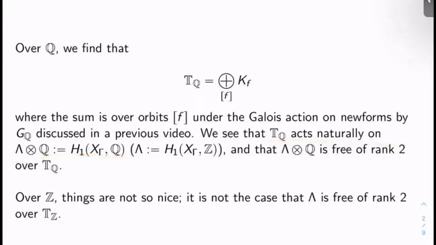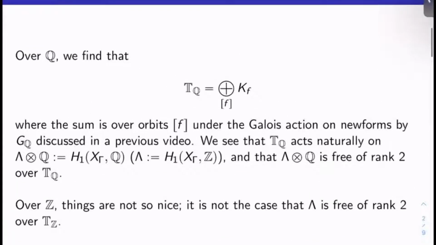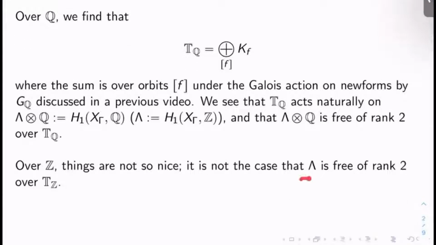And you can also check that lambda tensor Q is free of rank 2 over T_Q. In other words, it's a rank 2 T_Q module. The thing is, I just want to say one thing about what happens over Z. Over Z, things aren't so nice. It actually isn't the case that lambda is free of rank 2 over T_Z, despite the fact that when you tensor up to Q, you do get something free of rank 2 over T_Q.